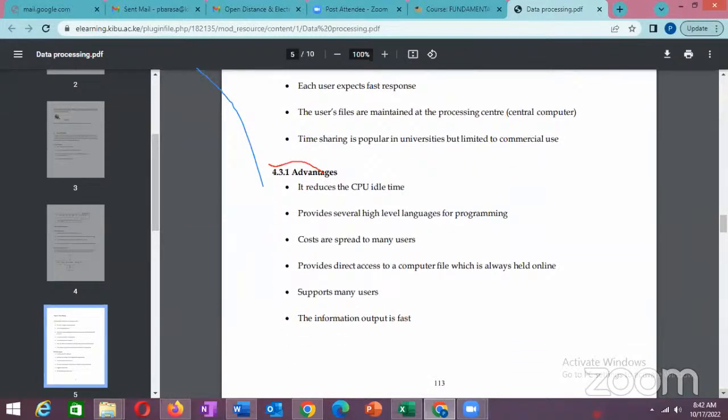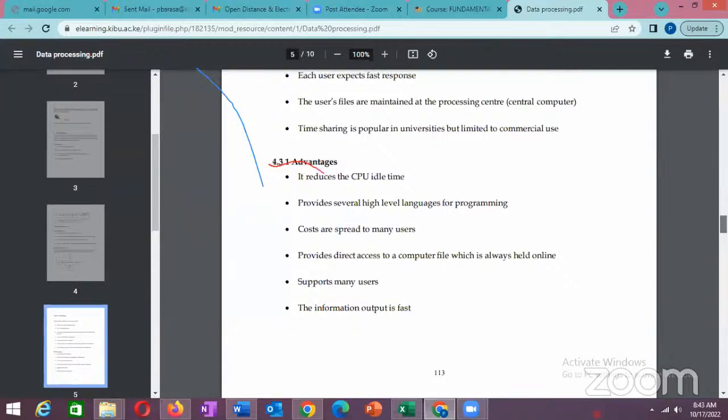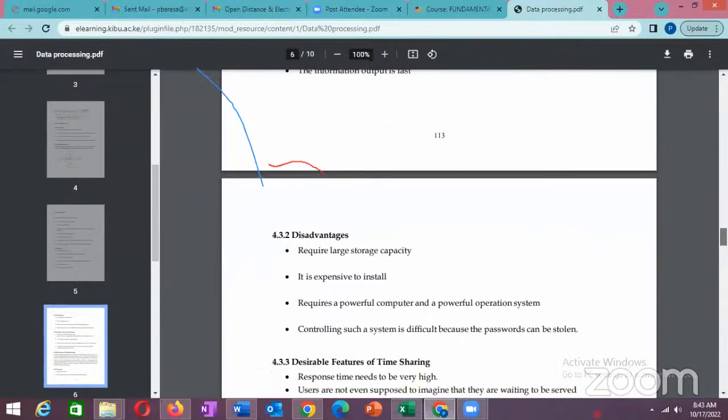So the advantages: it reduces the CPU idle time, provides several high-level languages for programming, costs are spread to many users, provides direct access to a computer file, which is always held online, and supports many users. Then the information output is fast. So those are the advantages or the merits.